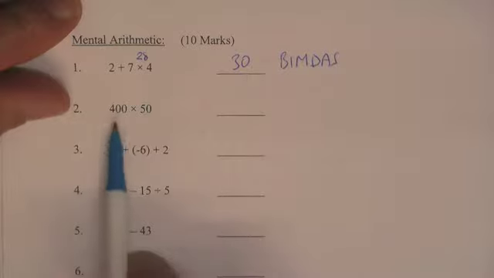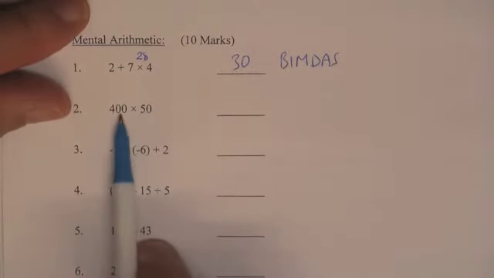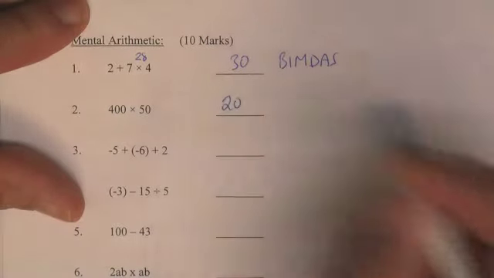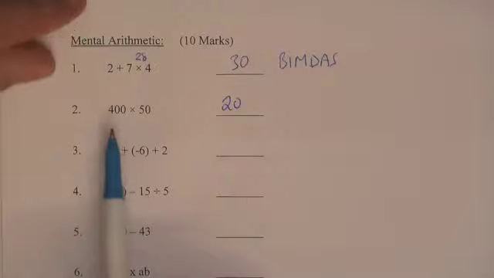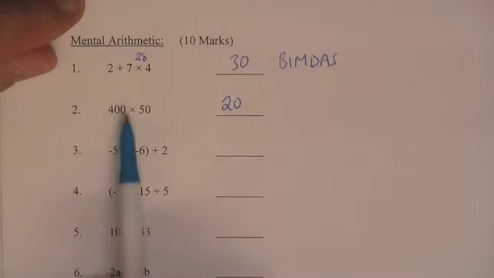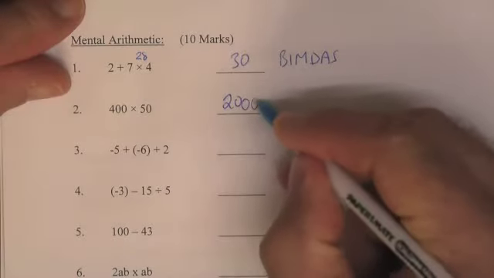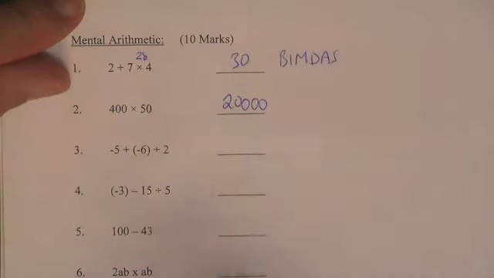Right. 400 by 50, well, we forget about the zeros for a minute and just go 4 times 5. 4 times 5 is 20. Now we go back and count how many zeros there were in the question. 1, 2, 3 zeros in the question, so we carry those zeros across to the answer, so 20,000.